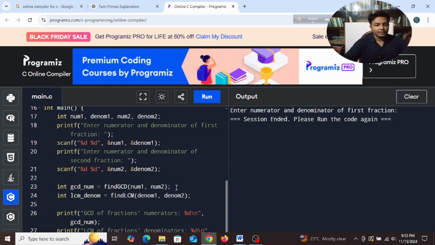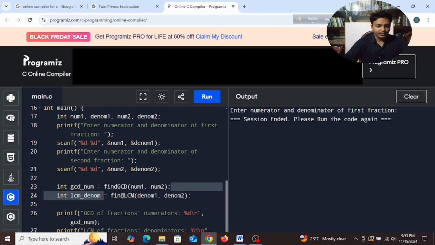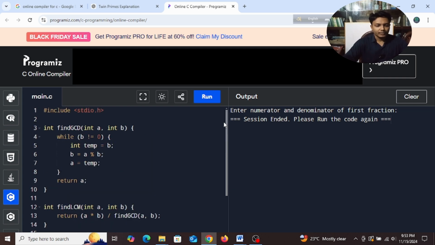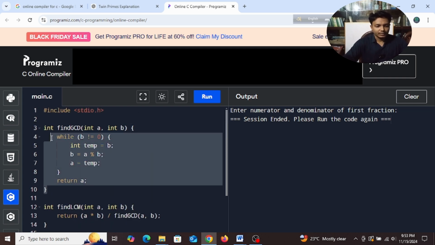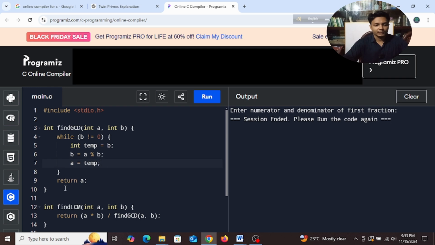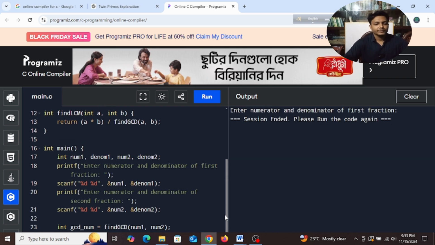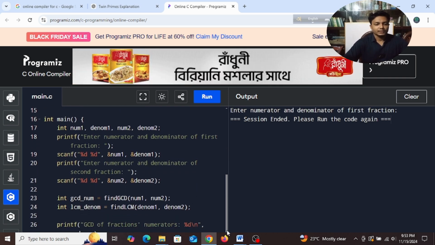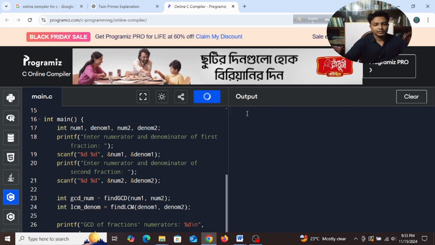And when we call find GCD or find LCM, you will go to these functions, right? You know all the functionalities of these two functions, how they work and how they behave, because I showed you these several times. So I hope you understand, and this is how we get the result, guys.